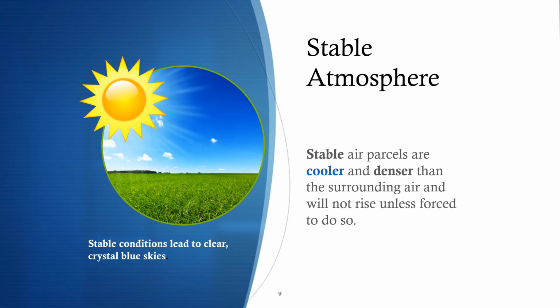Now, a stable atmosphere. Notice the picture here. This is a nice sunny day, bright skies. They're pretty clear. There's a couple of clouds. This happens a lot when we see these nice clear skies. Basically, we're probably looking at stable conditions, a stable atmosphere. This is where those stable air parcels are cooler and denser than the surrounding air, and they will not go up any further in the atmosphere than they are already sitting unless something forcibly causes them to do so.